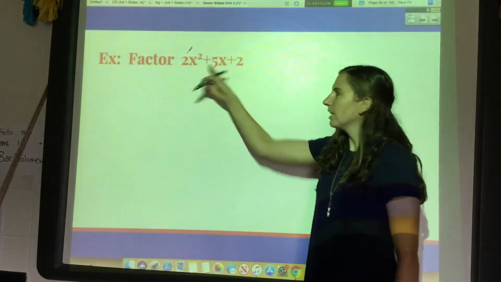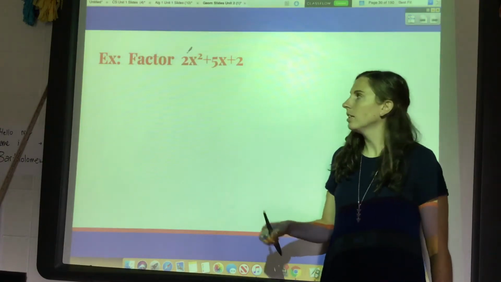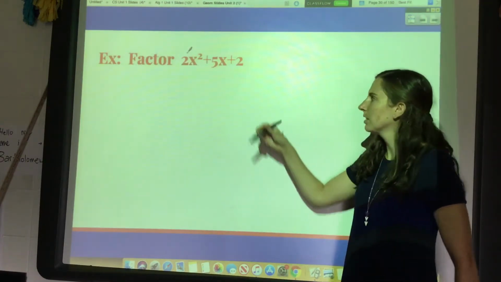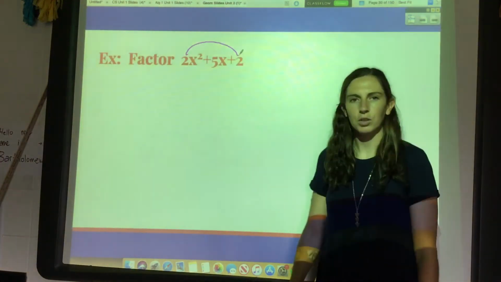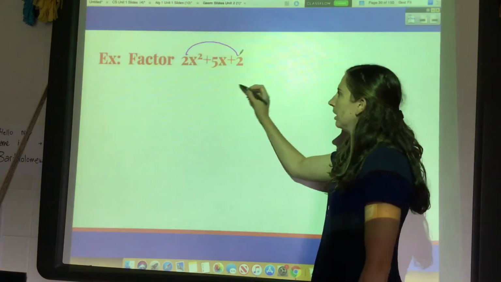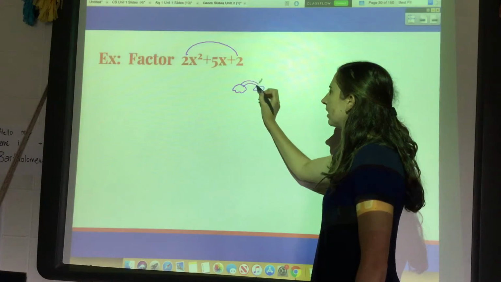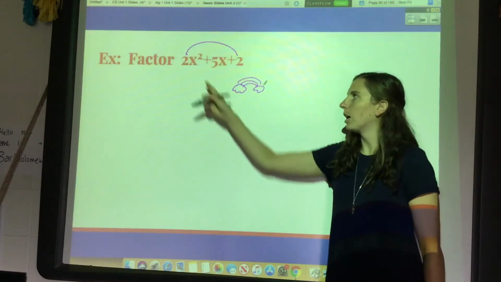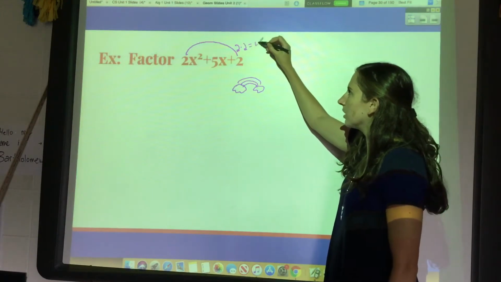I need to factor this. The first thing I'll do is look for a GCF, but there's not one. So now, since it's 3 terms, I'm going to do a little rainbow. Isn't that a beautiful purple rainbow? So my rainbow number, here, let me make a little rainbow. My rainbow number was 2 times 2, which is 4.